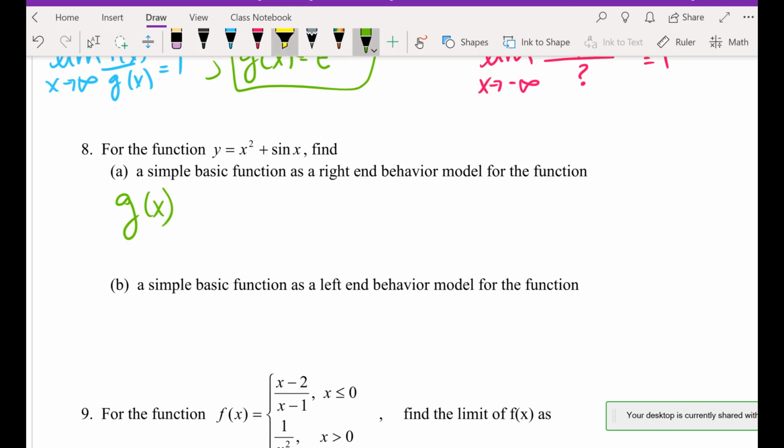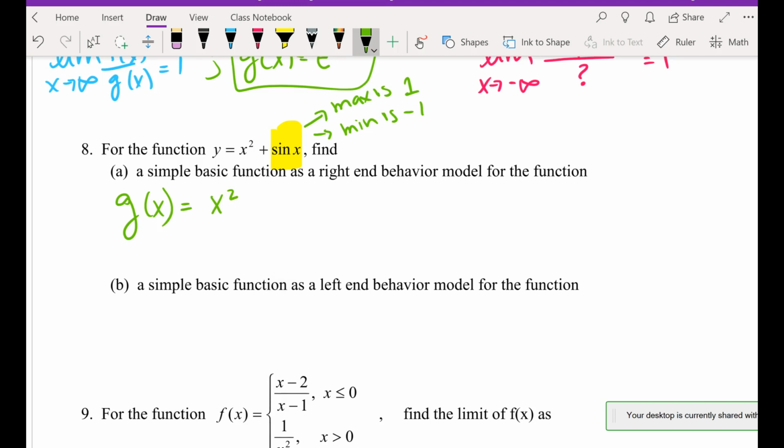Sine of x, guys, the max is what? 1. And the lowest is? Yeah, so max is 1, and lowest, min, is -1. So definitely it's not significant. It's not as significant as x squared. So your right end behavior model is just simply g of x equals x squared.